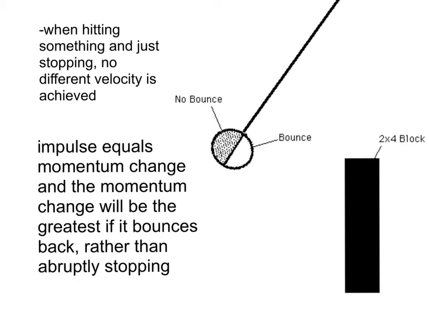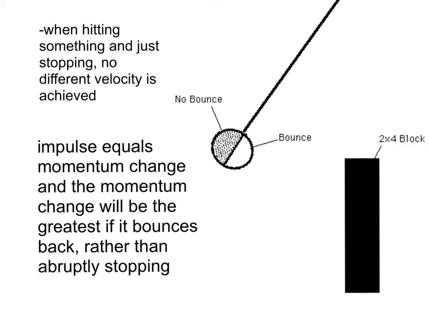In this case, you have a tennis ball hitting just a wall. If the ball just goes directly to the wall and stops, then no greater momentum is achieved, and impulse equals momentum change, and the momentum change will be the greatest if the ball bounces back rather than just stopping at the wall.